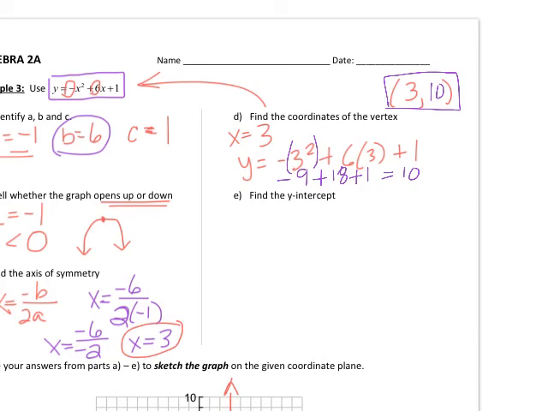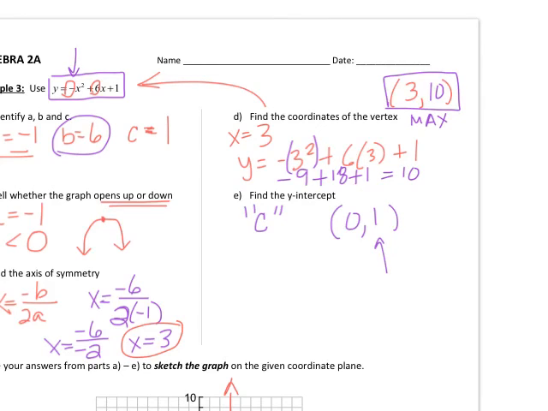So that's going to be important. That's going to be our maximum value on this graph, because remember, it's a downward facing graph based on the fact that we have a negative a value here. And we also need to find the y-intercept, and the y-intercept, again, remember, that's going to have to do with c. It's going to be where the graph hits the y-axis. So c is always just going to be plugged in there, and that's going to be 1 this time.